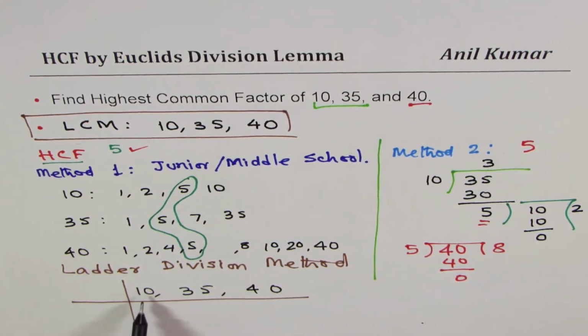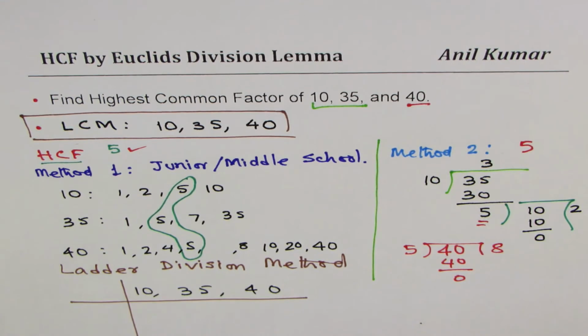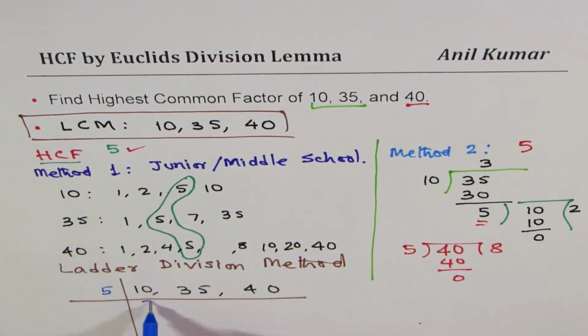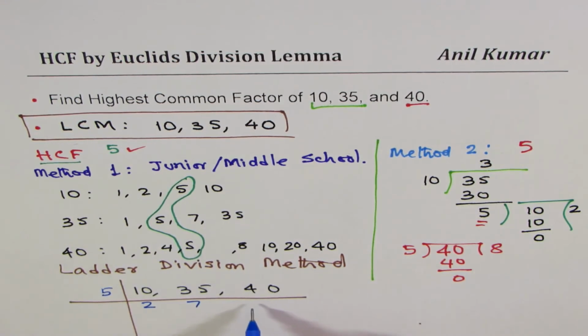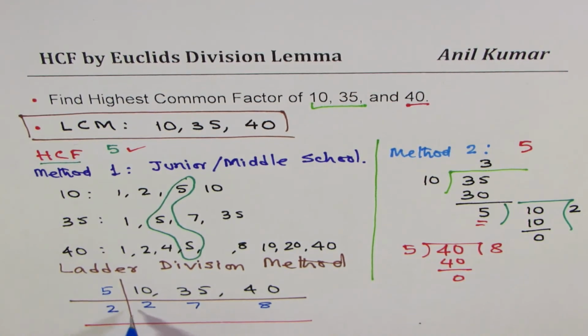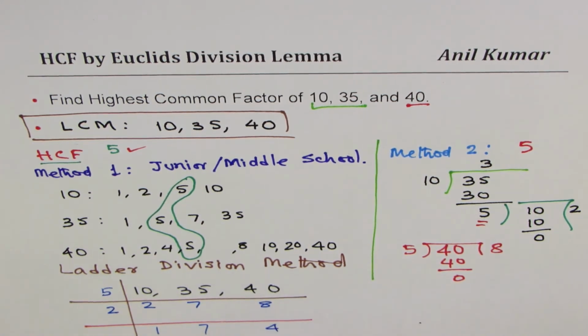So you can divide all of them by 5, right? So we'll just divide by 5 first and see what we get. 5 times 2 is 10, 5 times 7 is 35, and 5 times 8 is 40. Now, we can divide at least these two by 2, right? So let's divide by 2. So 2 goes 1 time. 7 cannot be divided, so just copy it as such, and 8 goes 4 times.